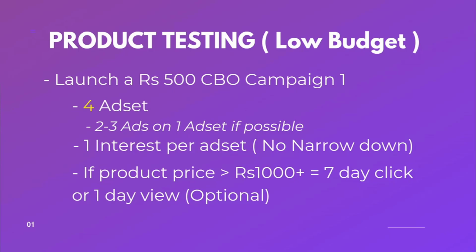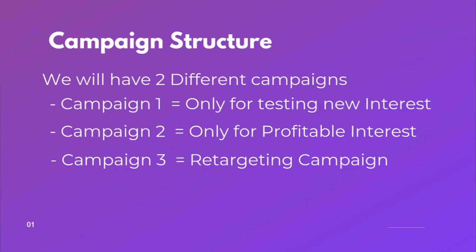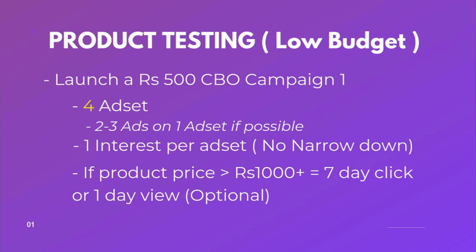What I do is basically I make a CBO campaign 1. So essentially, as you can understand, it's campaign 1, which in the previous slide I mentioned is only for testing new interest. So in this campaign 1 we'll only test new interest. In a 500 rupees CBO, which is just for starting to test a new product, we'll have 4 ad sets. In each ad set we'll have 2 to 3 ads if possible. I recommend you have at least 2 ads. That will be very good for you.